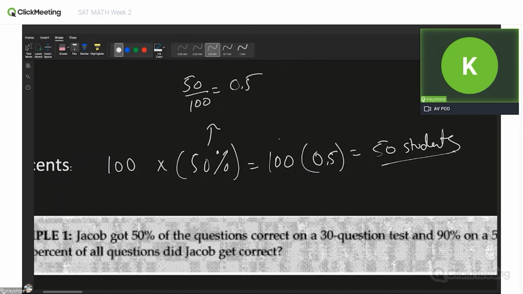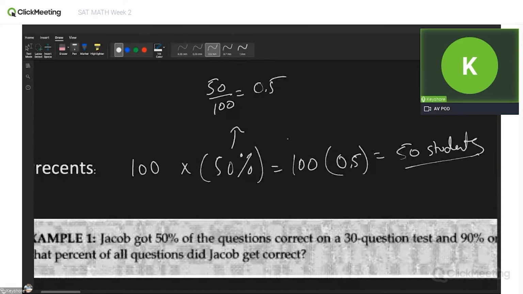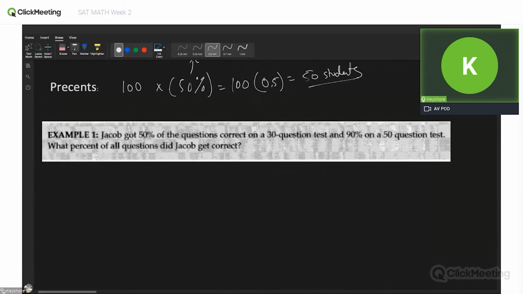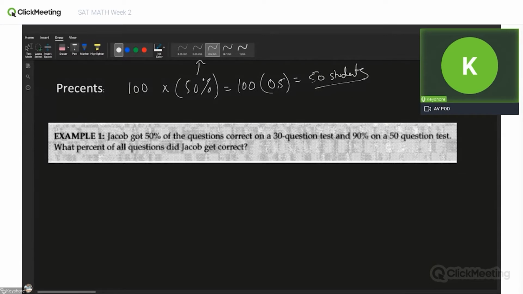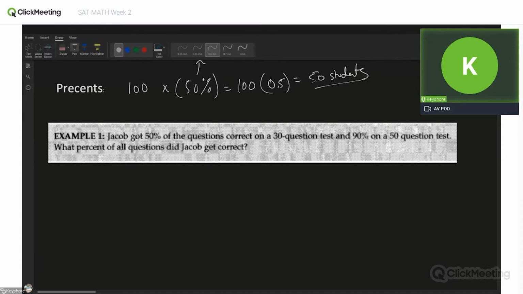I mean, this is a very basic example. So doing problems is one of the best ways to learn this. So here I've got example 1. Just zoom out a little bit. Okay, so the question is, Jacob got 50% of the questions correct on a 30 question test and 90% on a 50 question test. What percent of all questions did Jacob get correct? You guys can go ahead and start doing that right now, and we will go over the solution just in a bit.